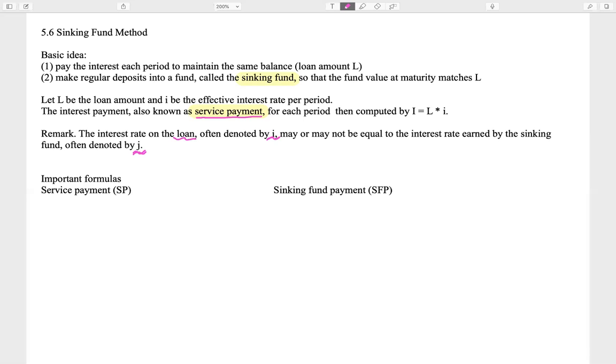Now let's derive some important formulas under this method. The first we already did. The service payment, which is also the interest per period, obviously equals the outstanding balance, which is L, and does not change under this method, times the interest rate i. So i is the interest rate for the loan. The next one is the sinking fund payment. As I mentioned under the basic idea, I will need to make regular deposits into a fund. In the end, I would like to have this. So let's denote the amount of regular deposits to be X.